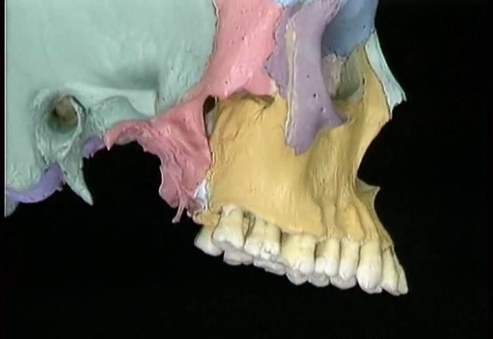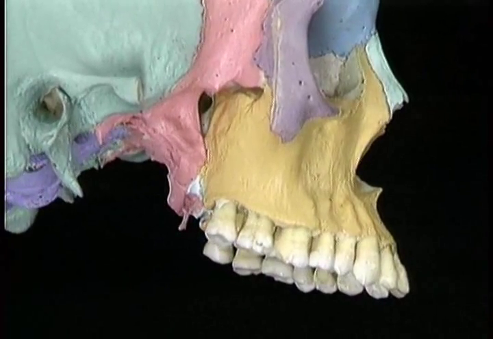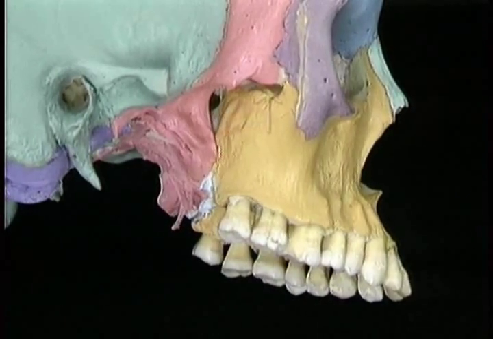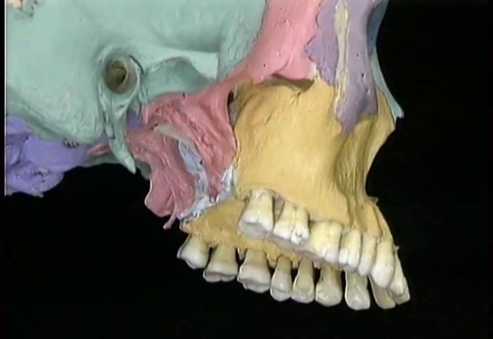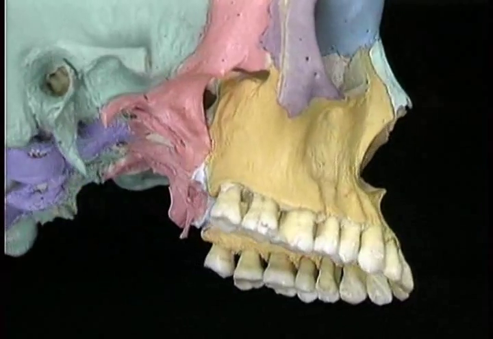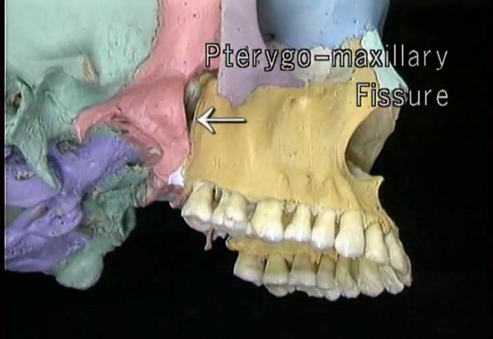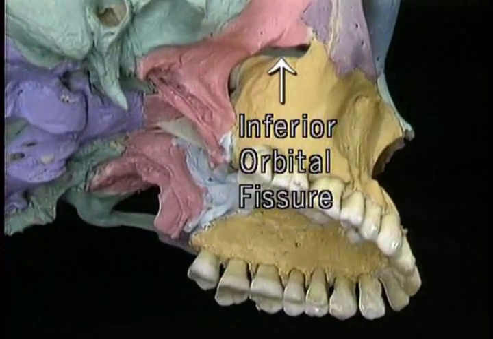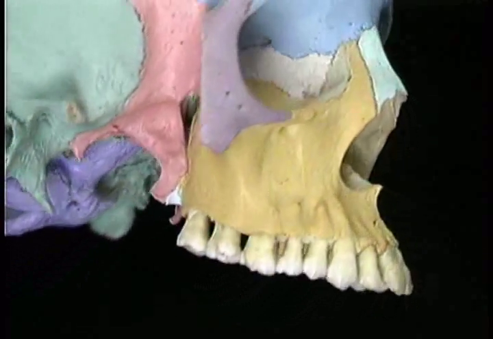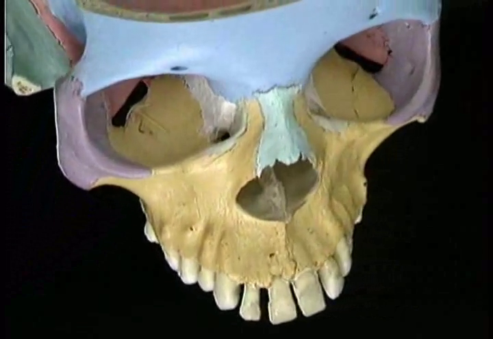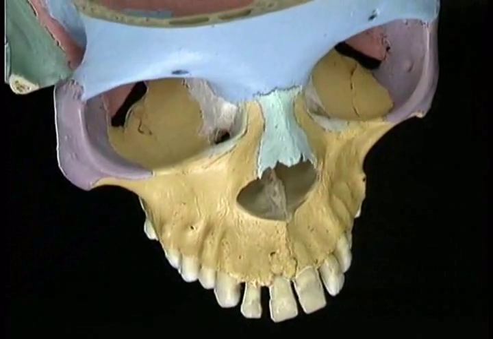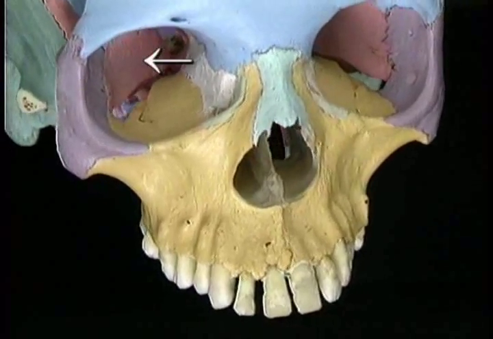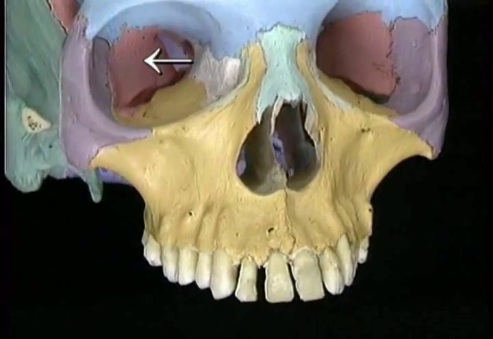Apart from this attachment, the maxilla is separated from the sphenoid by this impressive cleft, which has a vertical part and a horizontal part. The vertical part of the cleft is called the pterygomaxillary fissure. The horizontal part of the cleft is called the inferior orbital fissure. The inferior orbital fissure, here it is from in front, separates the floor of the orbit, formed by the maxilla, from the lateral wall that's formed by the sphenoid.